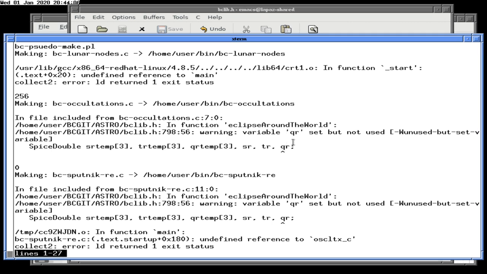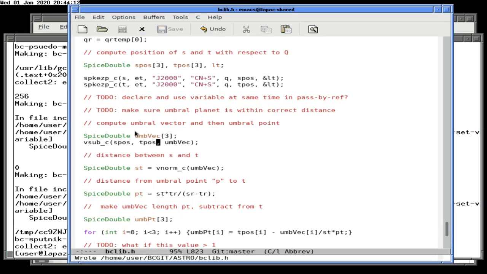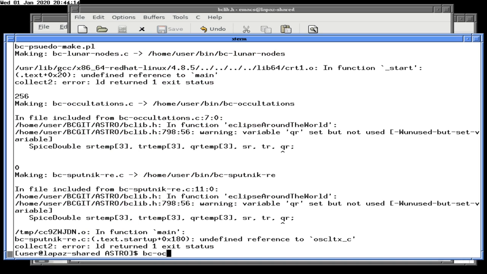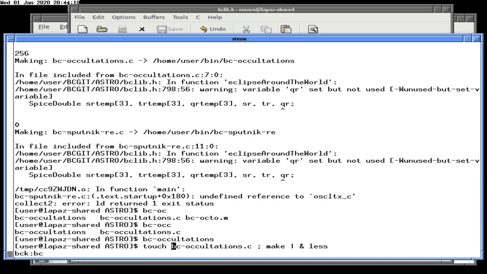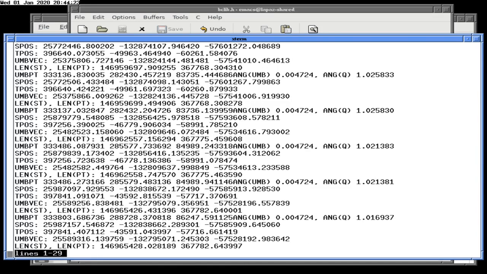We are going to use QR at some point, but it is correct in saying it is not right now being used. And now let's see if we can do BC occultations. I sense this is going to be a really bad idea, though. I think the problem here is I don't have anything. Oh wow, cool. Okay, and we're not planar anymore, so that's another issue.